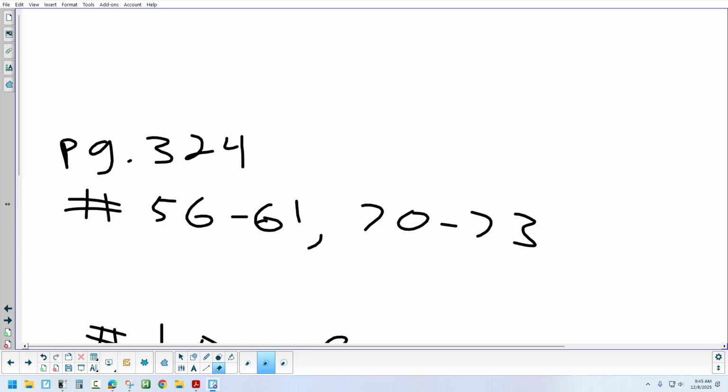So homework for tonight is just page 324. The second part on the bottom, we're going to do that tomorrow night. But we'll do 56 to 61 and 70 to 73. They are word problems with the angular and linear velocity stuff, so that's why there's only 4 of them. And then 56 to 61, that's arc length.